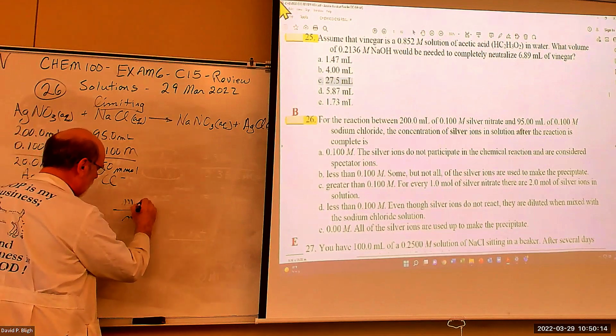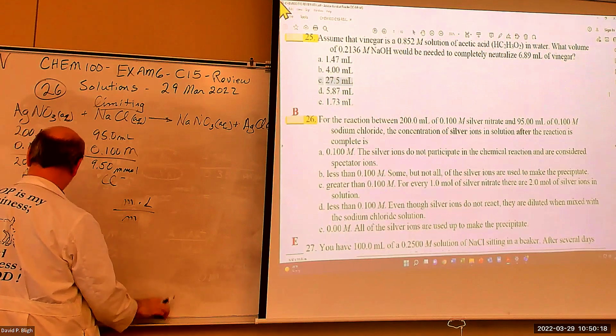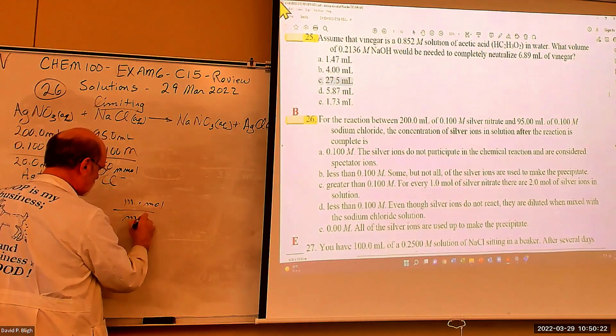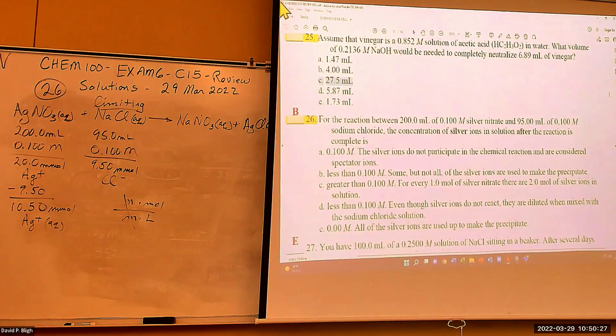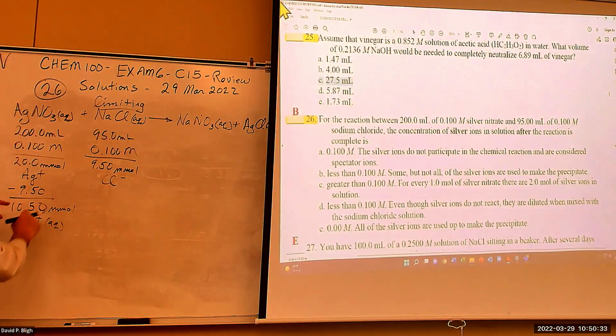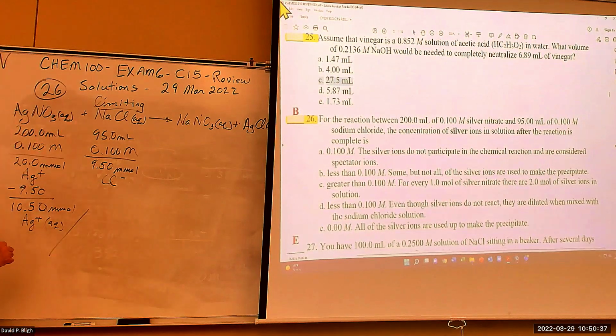Say milli times liters, and no, moles times liters. Milli cancels. Moles per liter. Okay, so that equals molarity. So if we have this many millimoles of silver, then we need milliliters of solution.